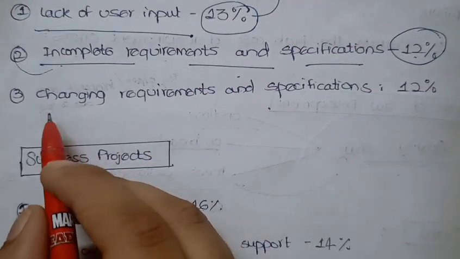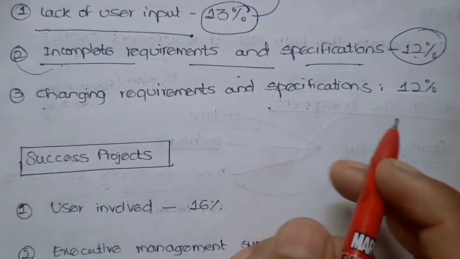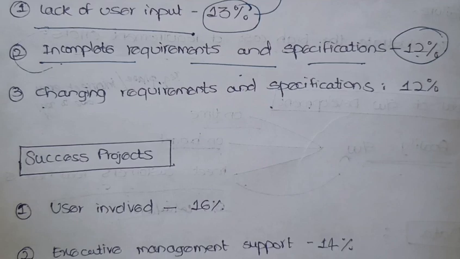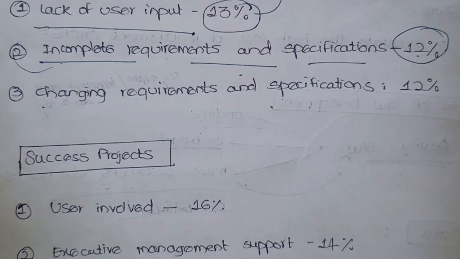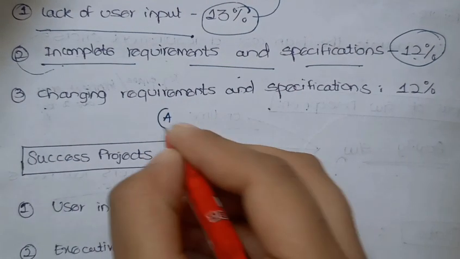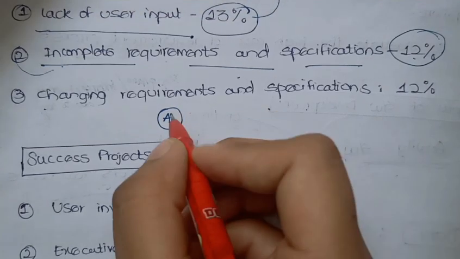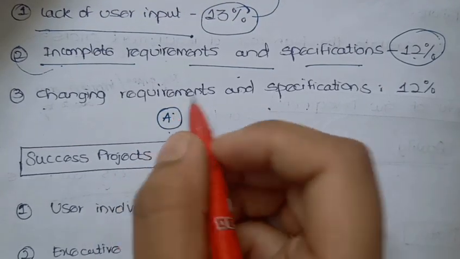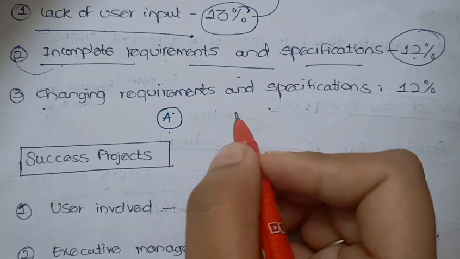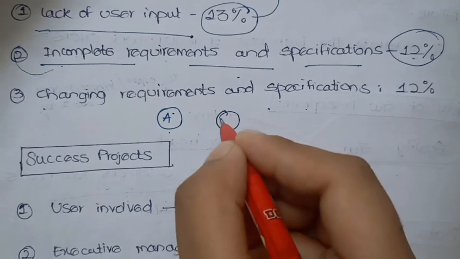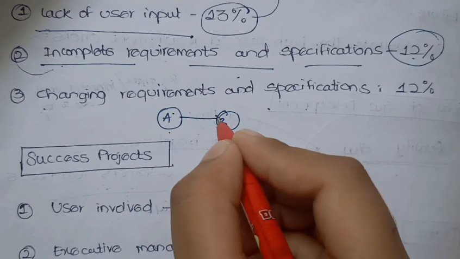The third one is changing requirements and specifications. In the first phase of requirement specification, when the software developer goes to the users and asks about the requirements, they give a certain set of requirements. Let's consider that as A. The developer designs and analyzes based on this set A. Then after some time, maybe six months, the users come again and change the requirements from A to B, which are completely opposite to A.